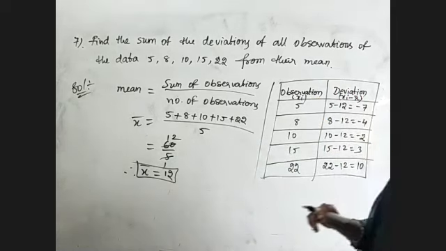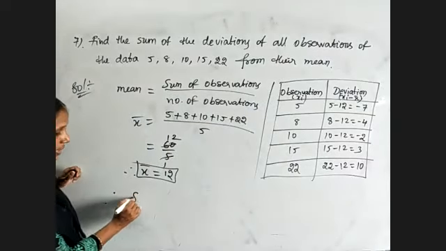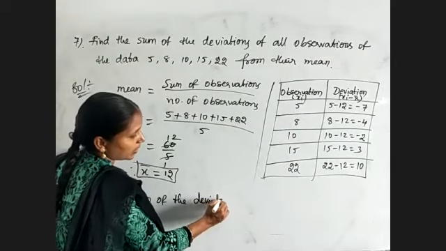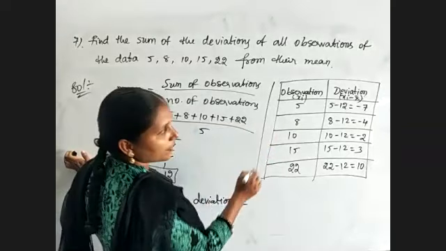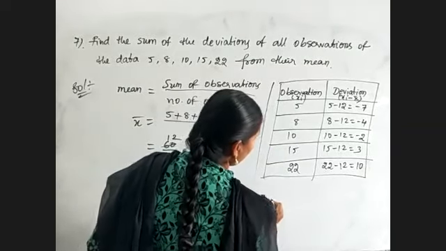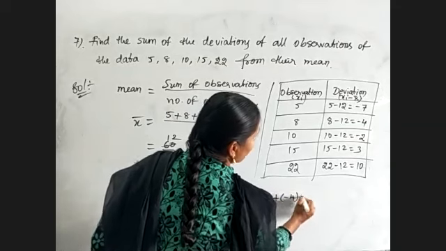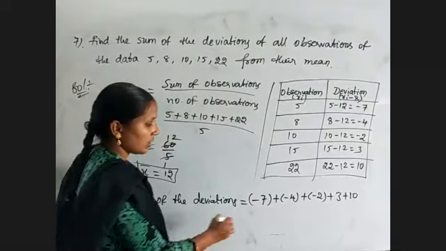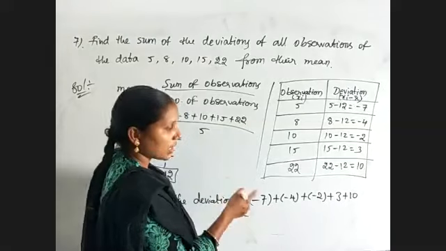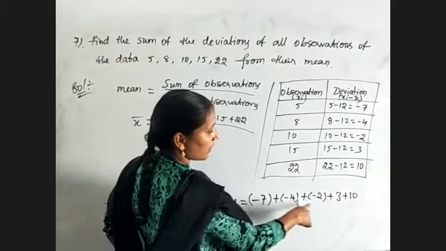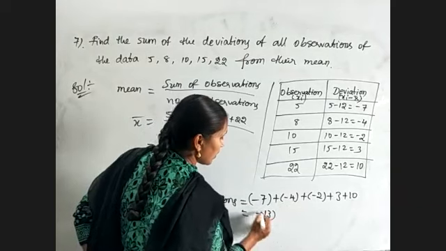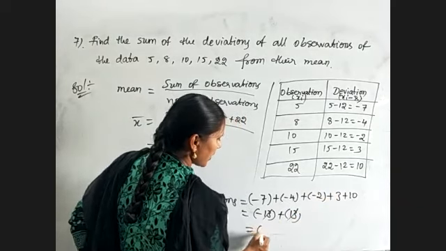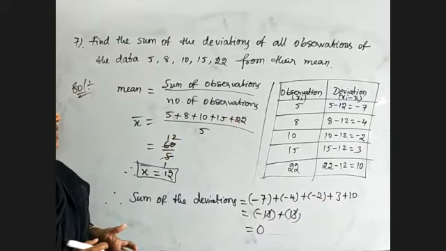Now the sum of the deviations we need to find. Therefore, the sum of the deviations is equal to, the first deviation is minus 7 and the next one is minus 4, the next one is minus 2, plus 3 plus 10. For positive numbers, there is no need to keep a bracket. Now add the negative integers, then the positive integers. 7 plus 4 is 11, 11 plus 2 is 13. So minus 13 plus 3 plus 10, which is plus 13. Minus 13 plus 13, both will get cancelled. The answer is 0.